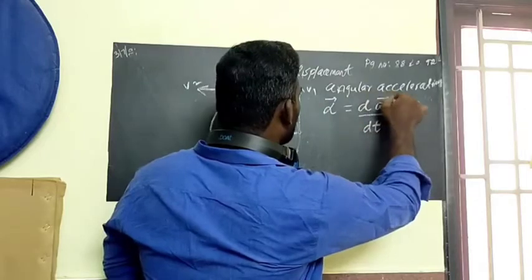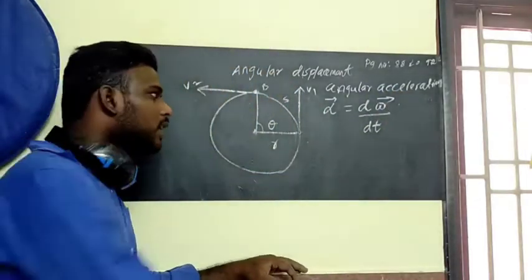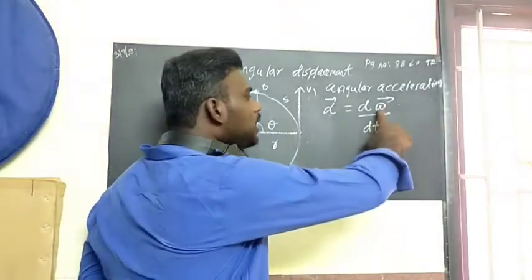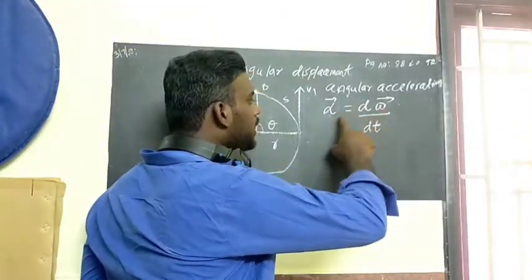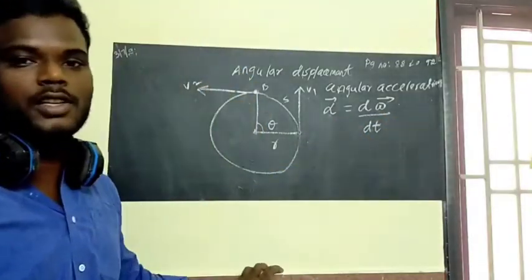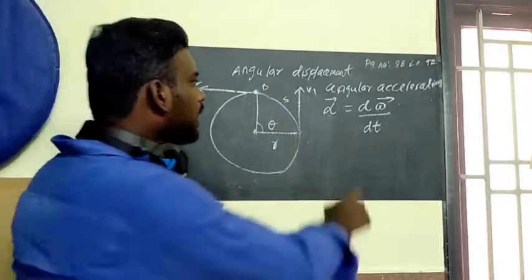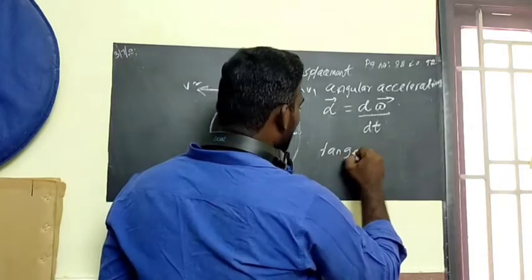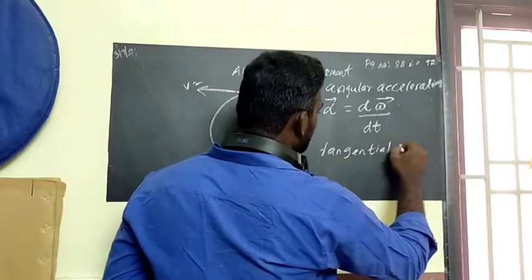It is a vector. Angular velocity is also a vector, so angular acceleration is also a vector. The change of angular velocity is in the direction of angular acceleration. Is that clear? That is called angular acceleration. Next one we can call tangential acceleration.